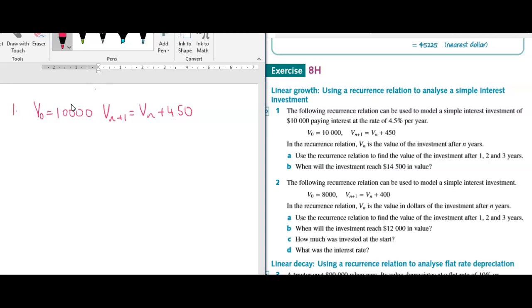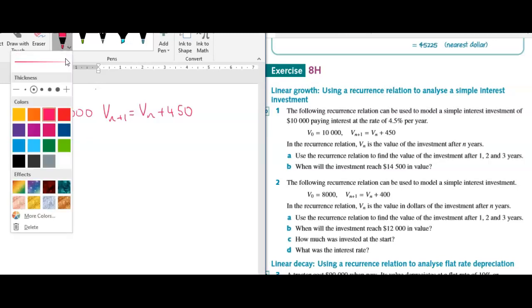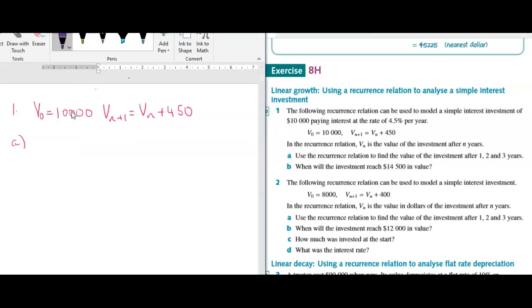In the recurrence relation, Vn is the value of the investment after n years. Okay, so A, use the recurrence relation to find the value of the investment after 1, 2, and 3 years. Now, obviously, we can do this on our calculator. Well, hopefully we can do it on the calculator by now. So this is an example of an arithmetic sequence. So basically we're just adding on 450 for each term. But in maths, you have to show how you get that. You can't always do things on your calculator.